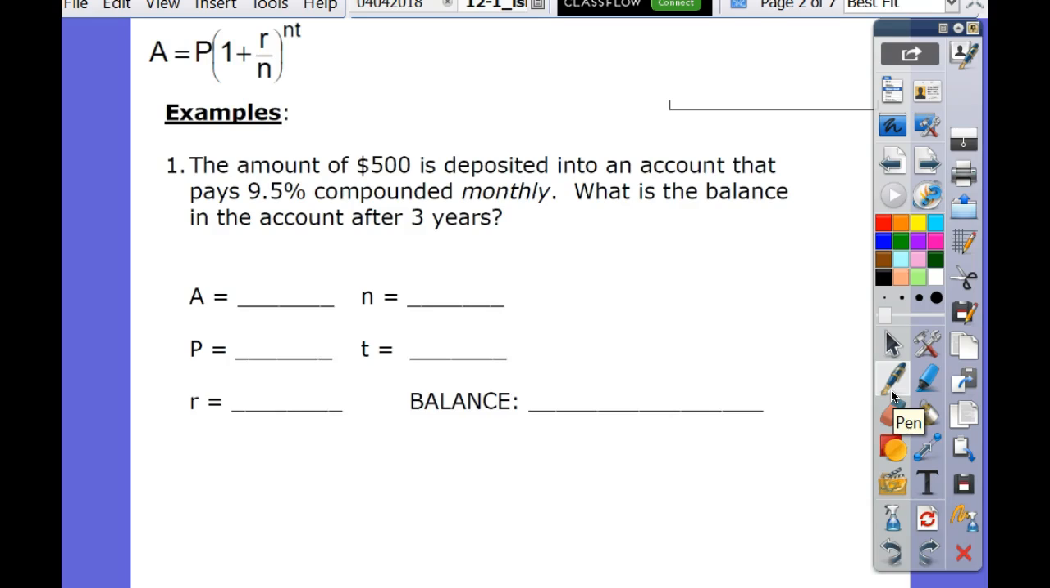The amount of $500 is deposited into an account. The $500 is how much you start with. That is what the letter P stands for. P is the principal amount of money that you start with. The account pays 9.5%. That's the interest rate, but it has to be written down in decimal form. To change this into a decimal, you do 9.5 divided by 100 because percent means part out of 100.